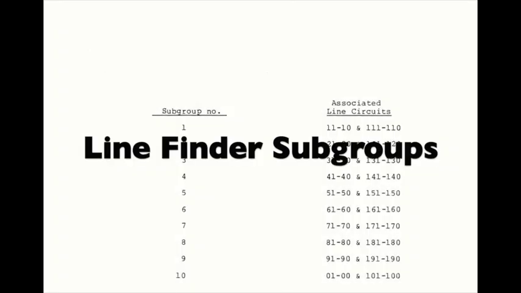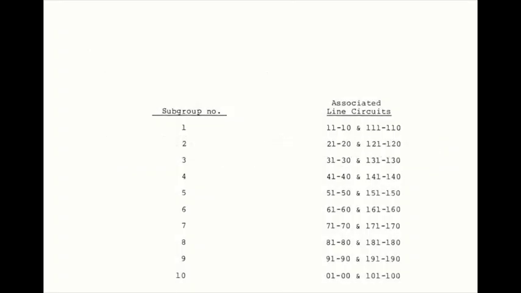To accommodate the line finder selection process, the 200 line circuits in a line finder group are broken down into 10 subgroups of 20 line circuits each. The assignments of the line circuits to the 10 subgroups, which are numbered 1 to 10, are shown here. Notice that for each subgroup, its 20 line circuits are all on the same level, although of course the level number they are on changes across the banks as we have just seen.